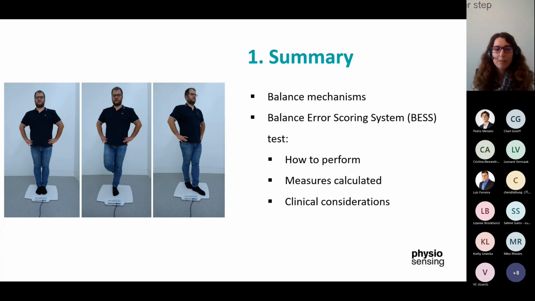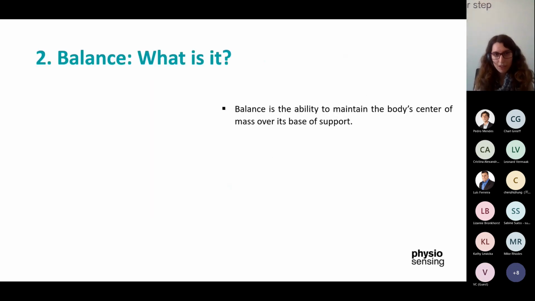But first, let's talk a bit about balance. If you saw the previous webinars, I always like to start by saying what balance is, so that we can better understand the meaning of measuring it with devices like ours. So what is balance? Balance is the ability to maintain the body's center of mass over its base of support.